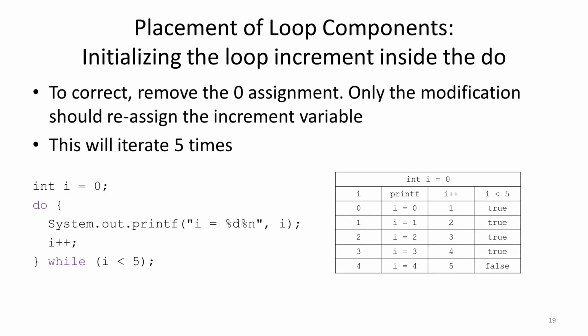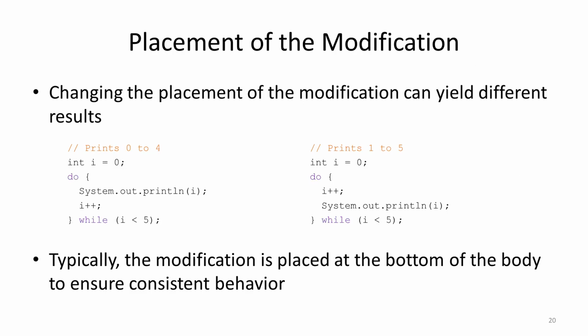To correct this, remove the 0 assignment. Only the modification should reassign that increment variable. So this will iterate 5 times. Just as we've seen from before, even though the condition evaluates true 4 times, because the body executes first, the body executes a total of 5 times. As an FYI, the placement of the modification within the body can yield different results. This was the off by 1 common mistake that was mentioned in a previous lecture.